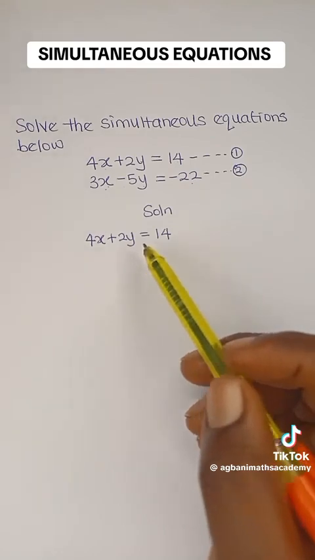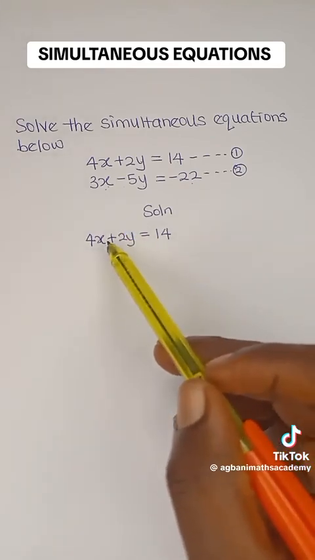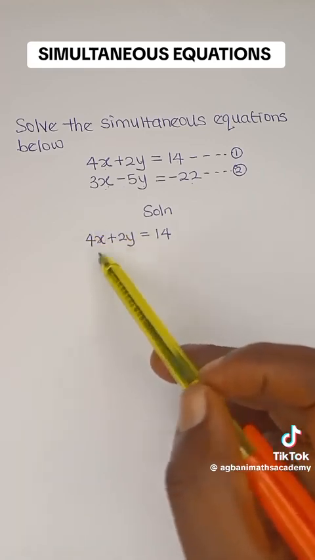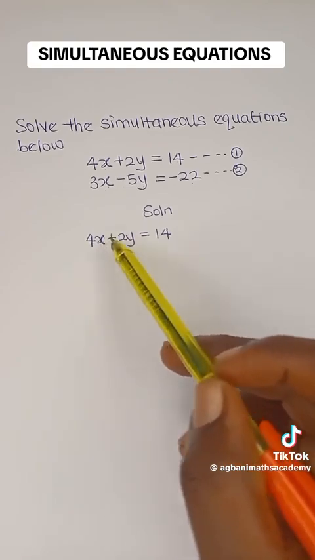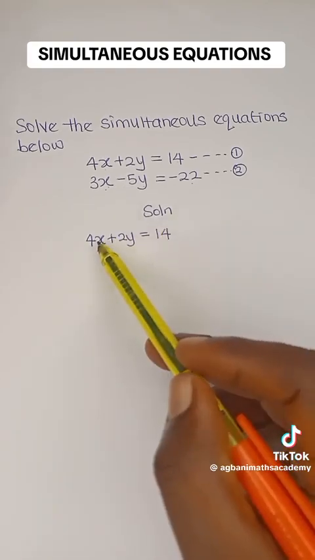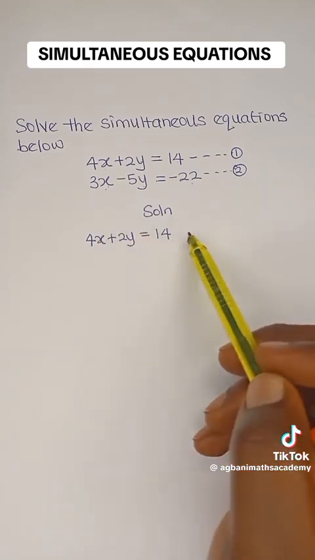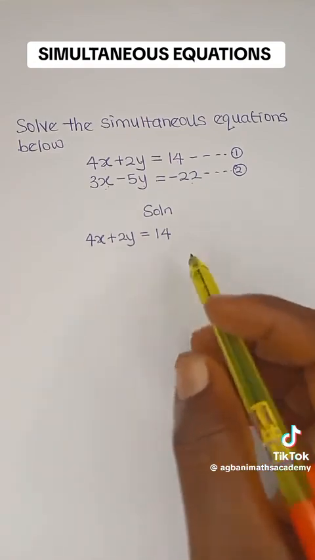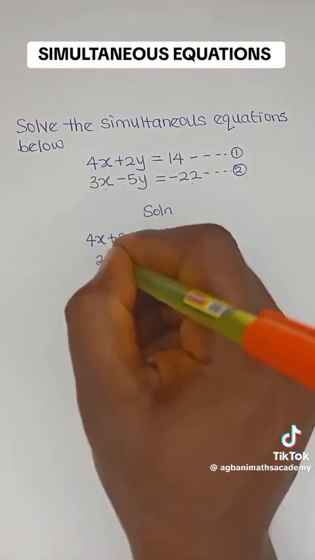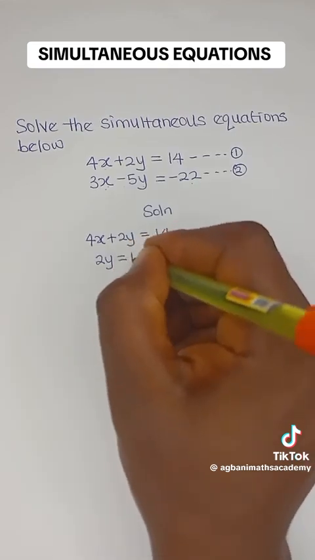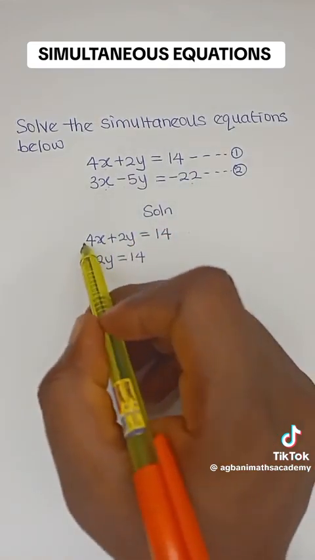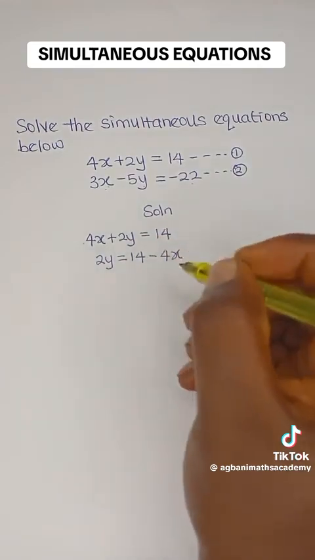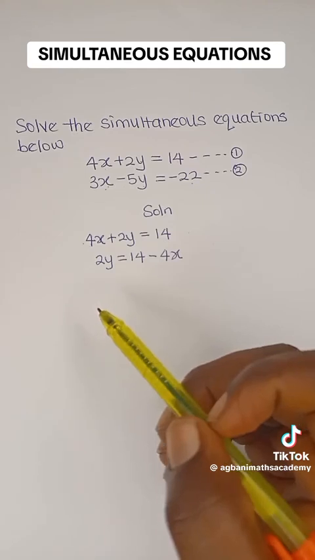Okay, you can decide to make x the subject of the formula. So if we want to make y the subject of the formula, the first value we are going to push to the right is 4x. How do we do that? We are going to simply move 4x to the right, but the invisible positive sign is going to change to negative. So this is going to be 2y is equal to 14. There's an invisible plus sign here, which is going to change to minus 4x. Okay, so we've done the first step.